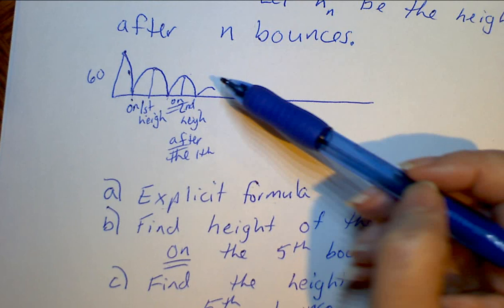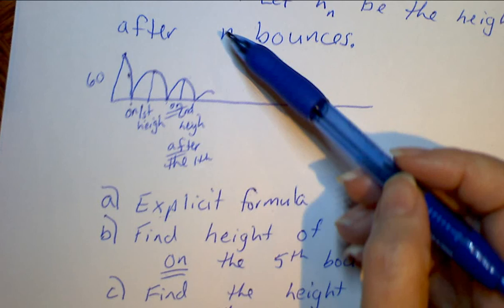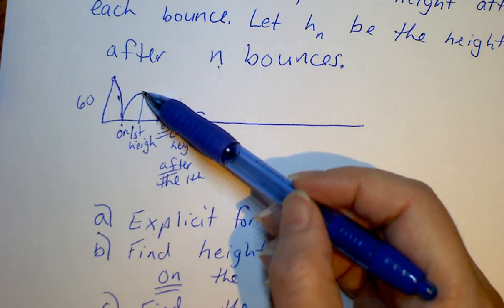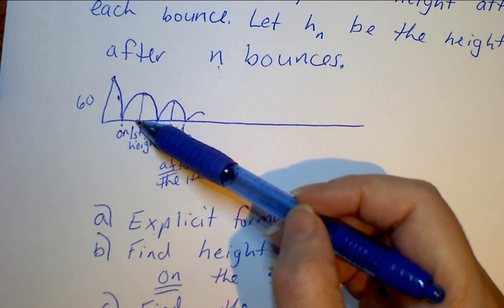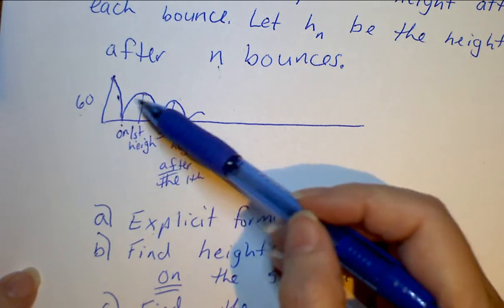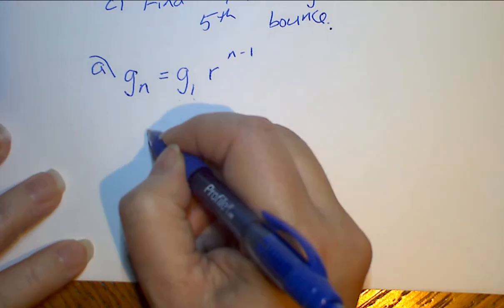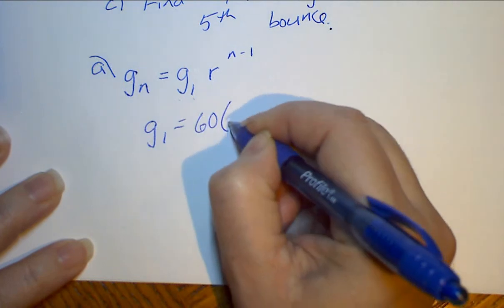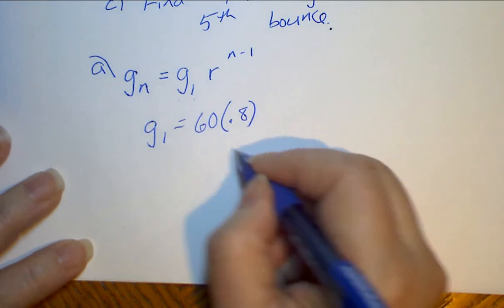It's not this one, but it's my first height after the bounce, because it says after the bounce is my first height. So I have to find out what this height is. How do I find this? It is 80% of the 60, right? So I'm going to go 60 times 0.8. So g1 is equal to 60 times 0.8, and that gives you 48.